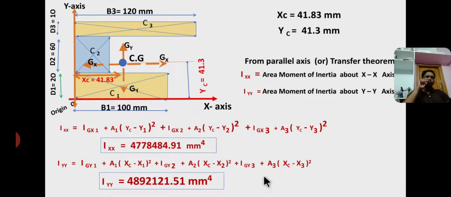Okay, xc, yc are the centroid values and Ixx, Iyy are the area moment of inertia about the reference axis. Okay, these are the final values. Now coming to another problem.